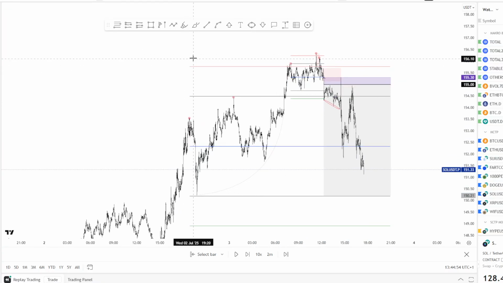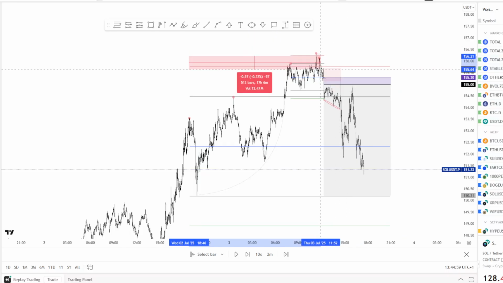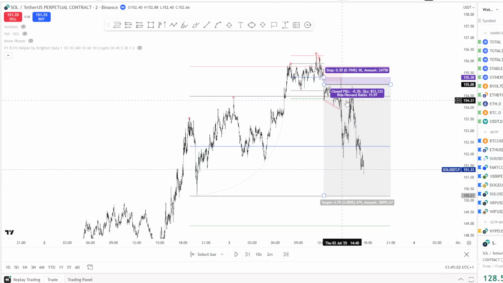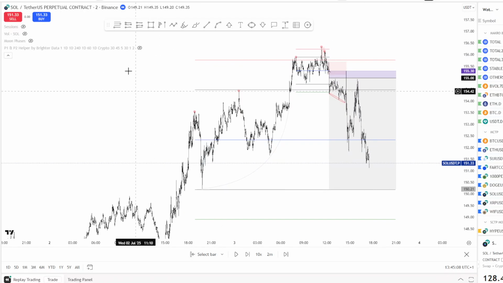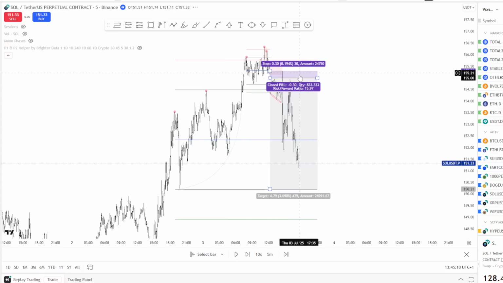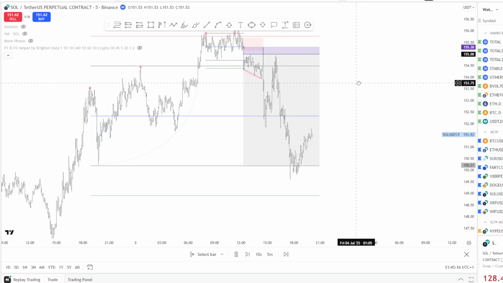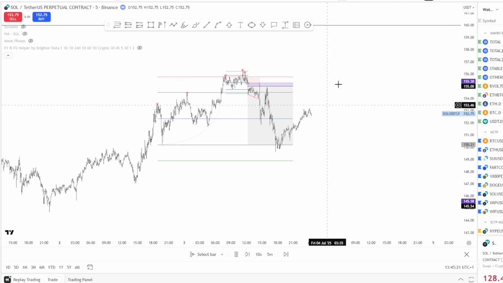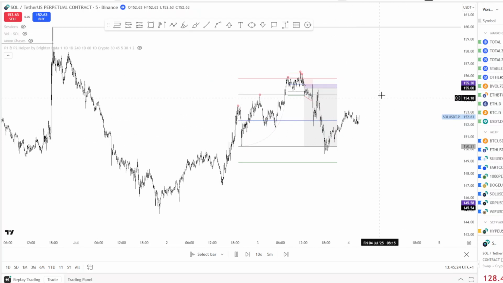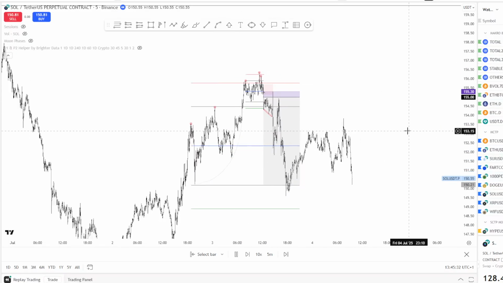But this only had like 17 hours, so it is lower time frame. I don't know if I would trade it in a real environment, but it's nice to see how these models get respected. And there we go, we hit the take profit. Again, looks a bit like a market structure continuation where we take out the lows and again go higher.